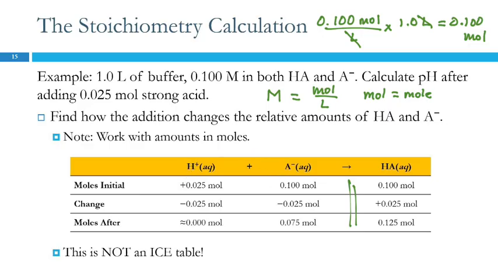If this decreases, this also decreases by the same amount. So this goes down by negative 0.025. We end up with 0.075 moles. On the other side, for every mole of A minus that's reacted, for every mole of H plus that's reacted, I'm going to gain 1 mole of this. So the change here, same number, different sign. And we get the moles.